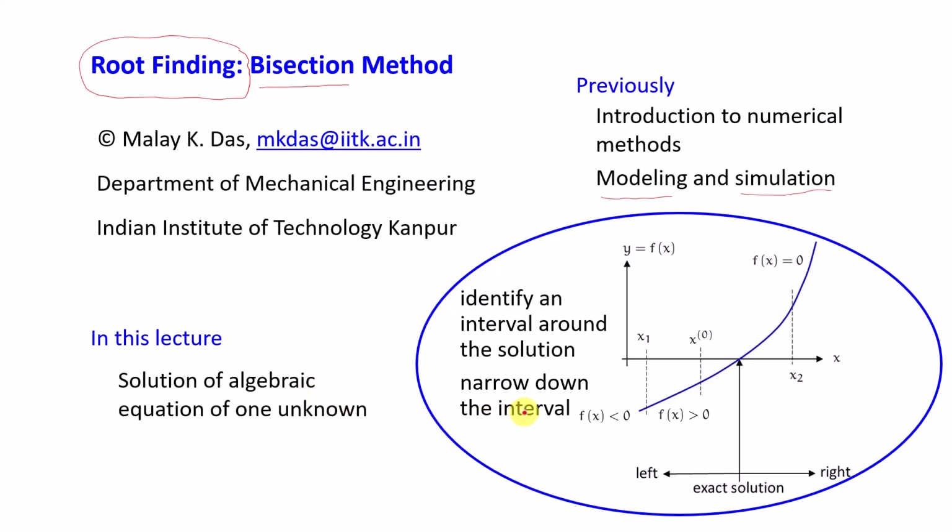So in bisection method, what we do is that for solving f(x) equals 0, we start by identifying an interval around the solution. For example, this is the initial interval around the solution. And then our goal will be to narrow down this interval iteratively to get the solution. So let us see how we can solve algebraic equation of one unknown using bisection method.